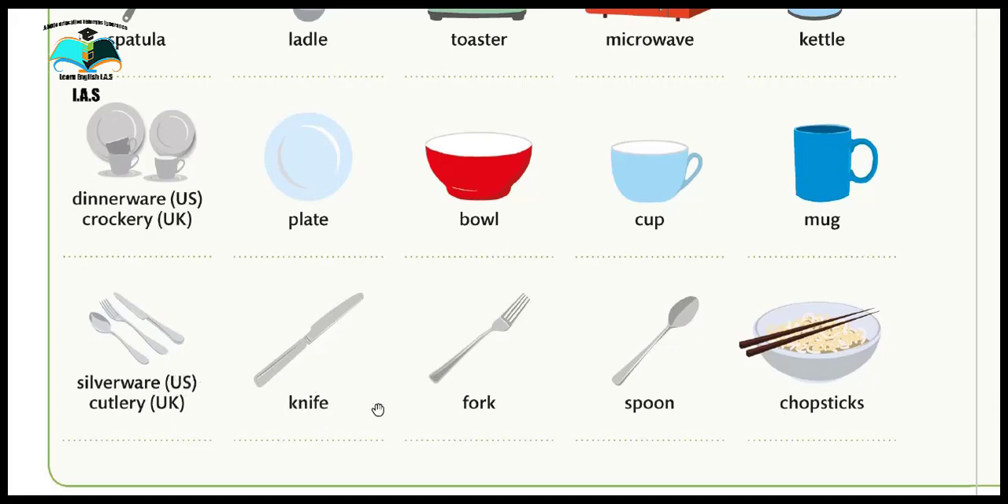Knife, fork, spoon, chopsticks. Silverware is an American word, or used in the United States, right? But cutlery is a UK word. This is a knife, and this is fork, and spoon, chopsticks.